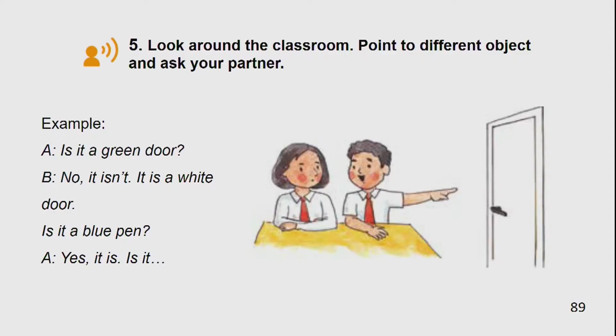Good of you. Now you guys look around the classroom, point at different objects, and ask your partner questions. Try to use full negative answers. For example, is it a green door? No, it isn't. It's a white door.